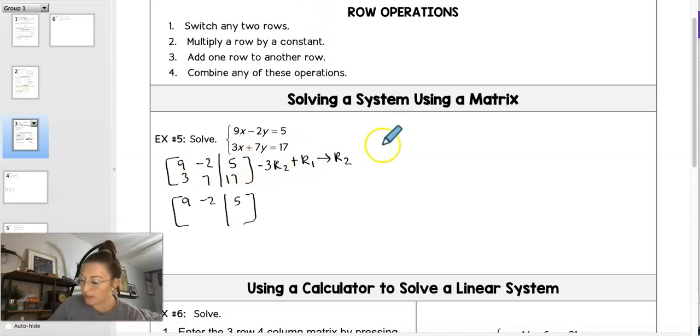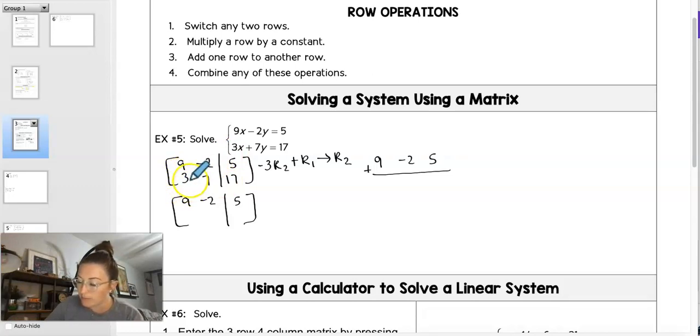So row 1's going to stay the same. I'm just going to go write this one down. So row 1 will stay the same, and I'm going to end up adding these rows together. And row 2 is going to be multiplied by -3. So I'm going to look at row 2 and I'm going to multiply all these numbers by -3.